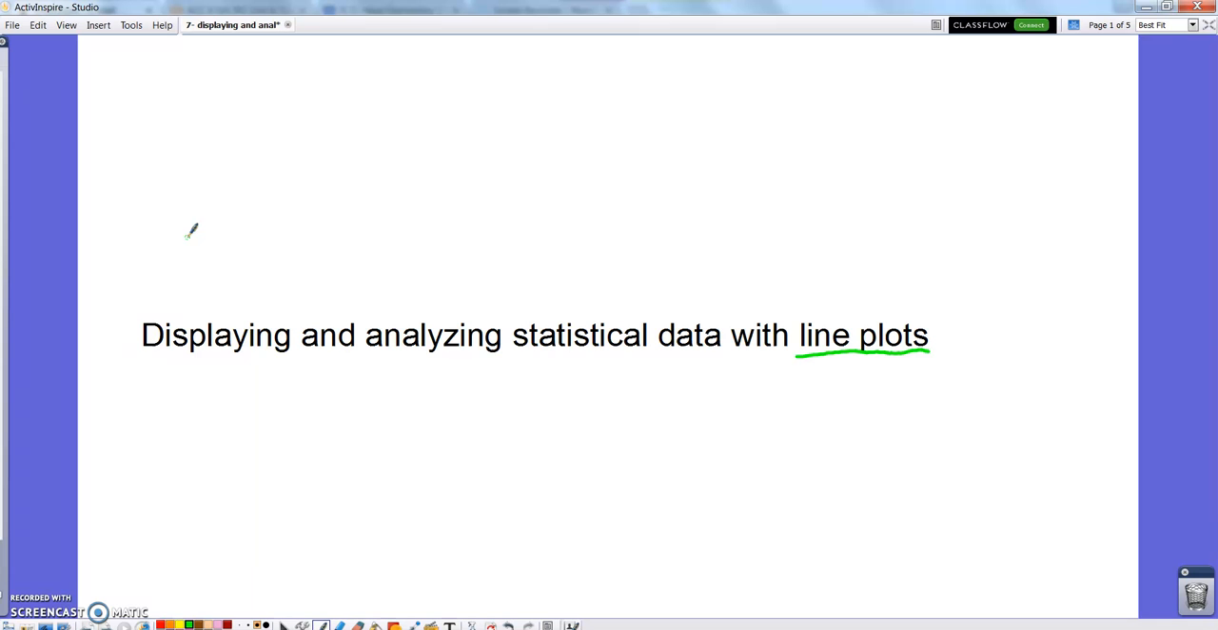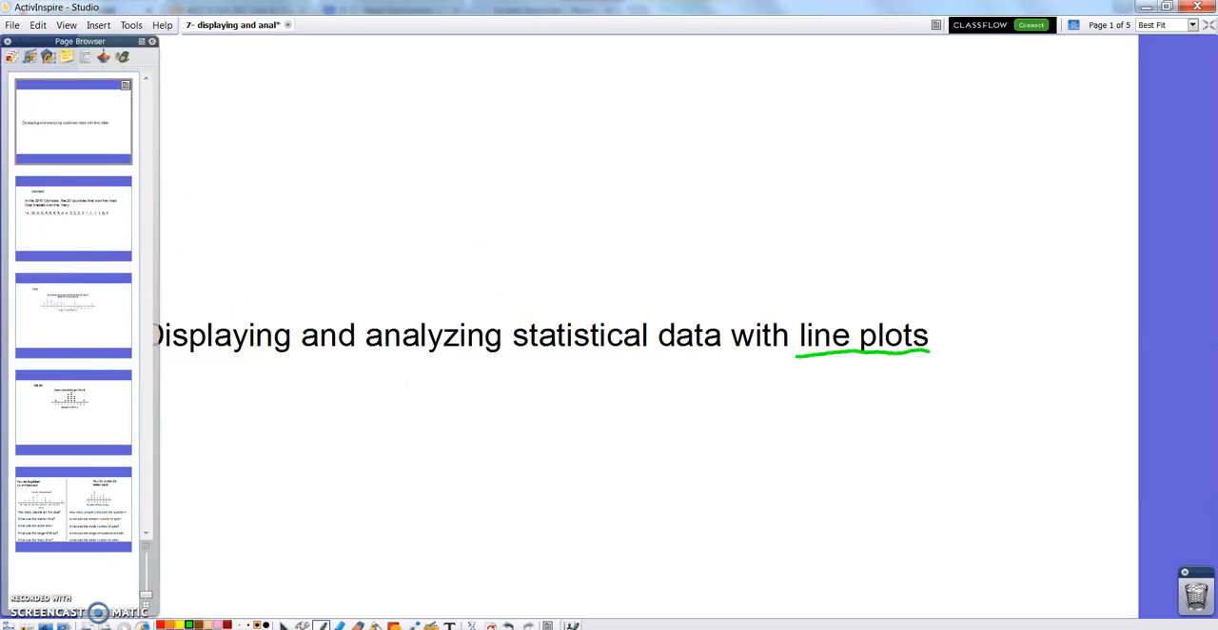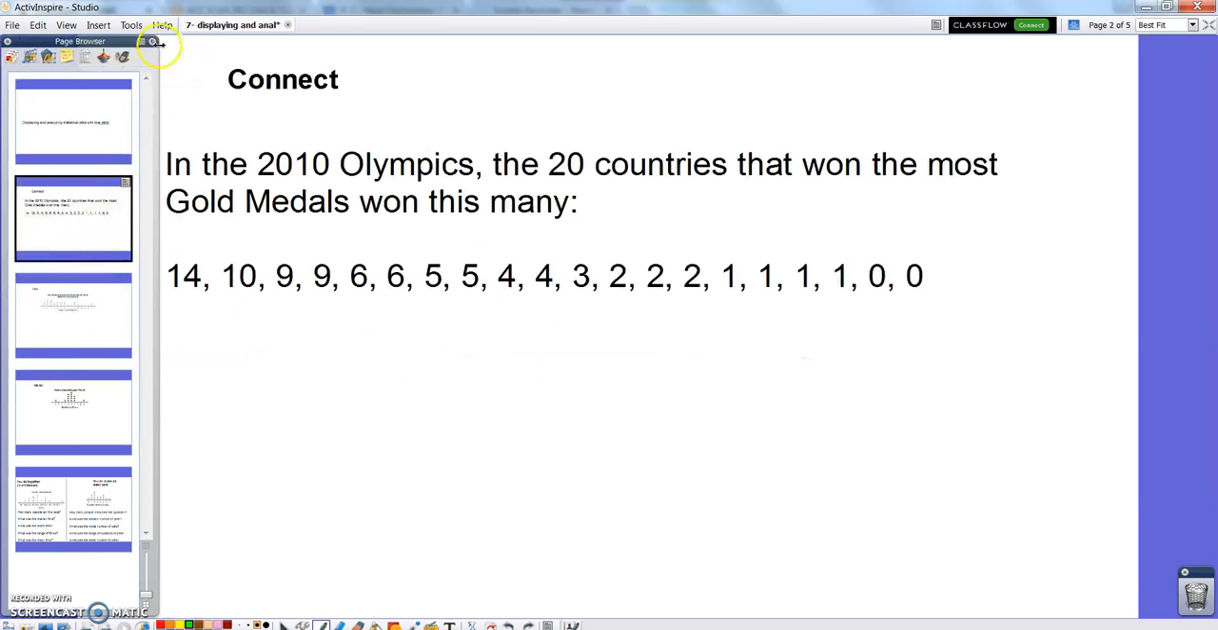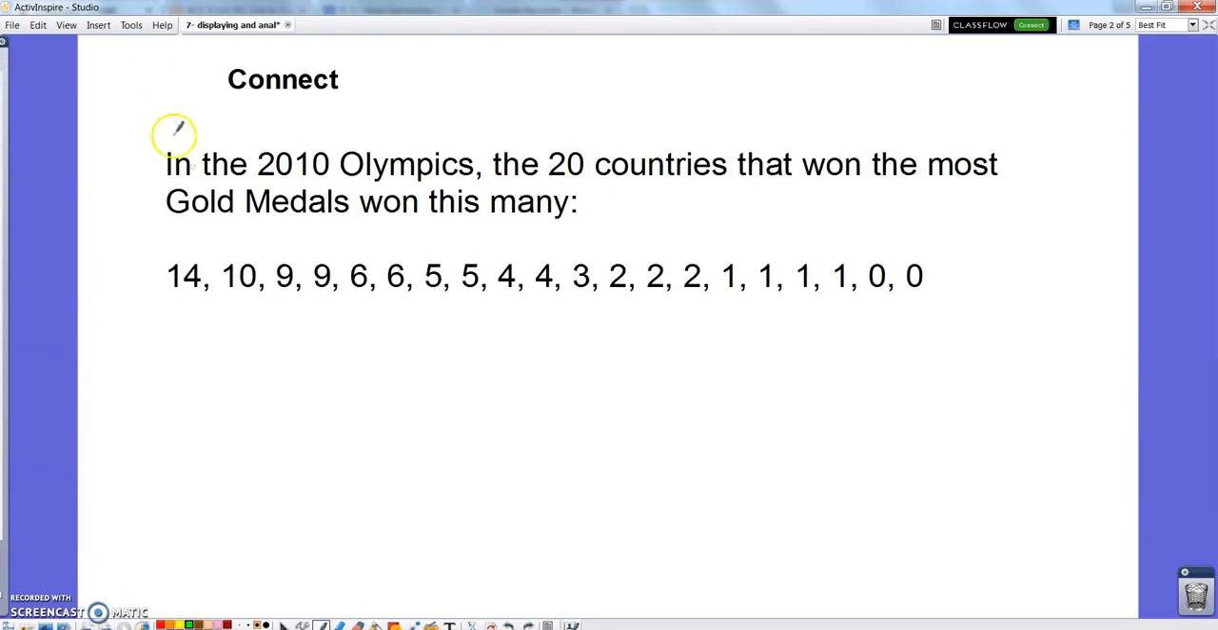So as I've said, we spent the last week and a half becoming experts at looking at data in a list like this, like asking a statistical question and then looking at the data like this. So this is like in the 2010 Olympics, the 20 countries that won the most Olympics. This is how many they won, those 20 countries.